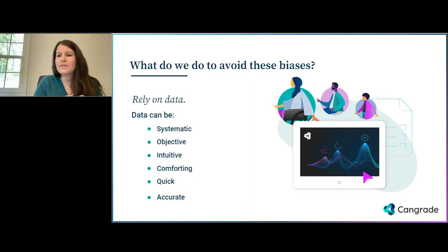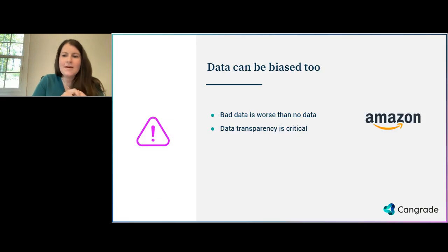So how do we make those decisions better, right? Keeping them smart, keeping them fast. We rely on data because data can be systematic, it can be objective, intuitive, comforting, quick, or accurate. But I caution you, data can be biased too. So what do I mean by that?